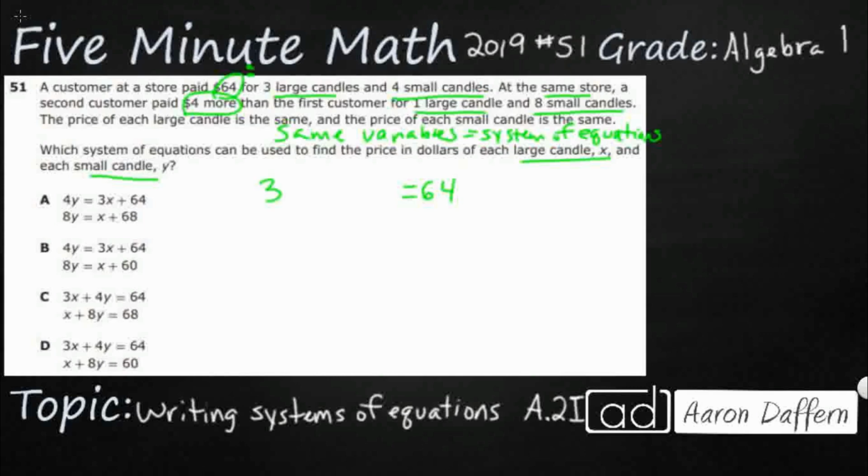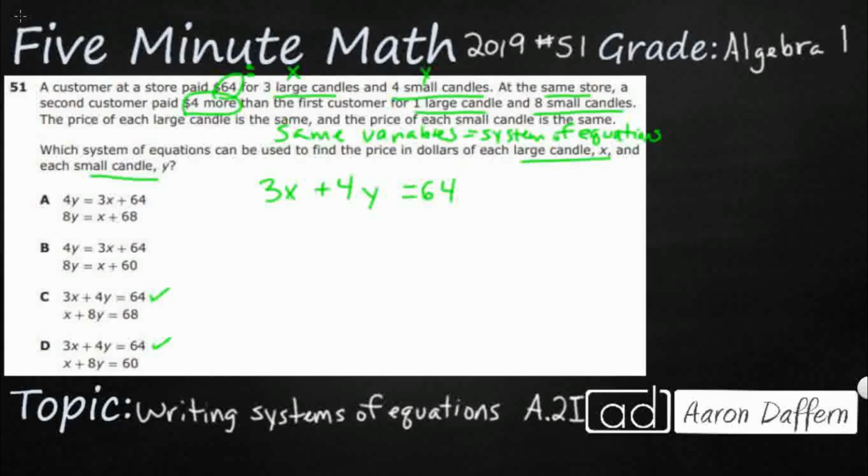On the other side, we're going to have our 3 large and our 4 small. But 3 large is going to be X, so 3X. And then we've got 4Y, because that's our small. All right, so that's our very first sentence. 3 large candles and 4 small candles, 3X and 4Y, put them together, make $64. How are we looking? It looks like I just got C and D so far.